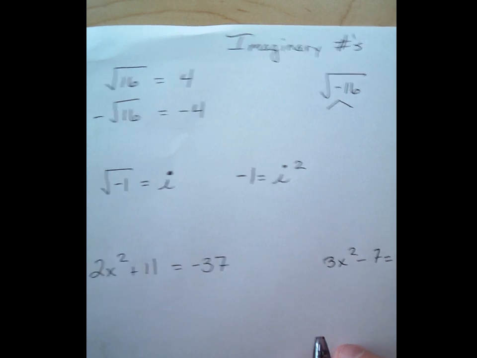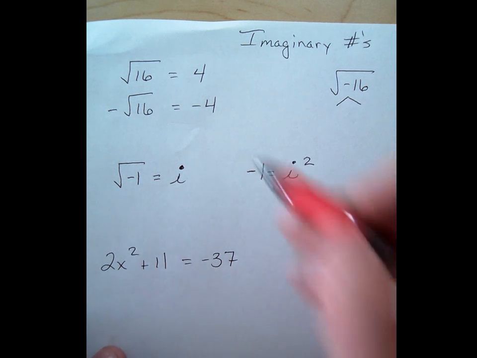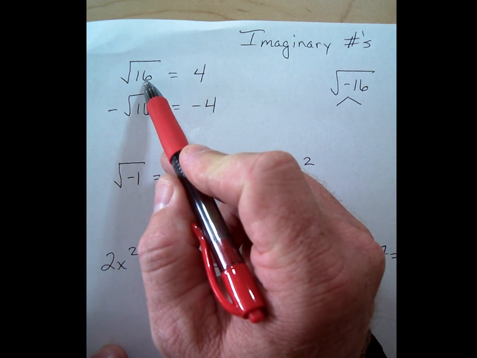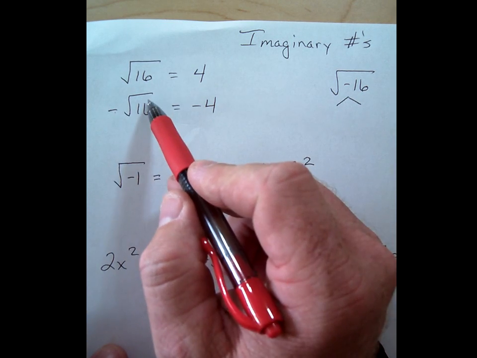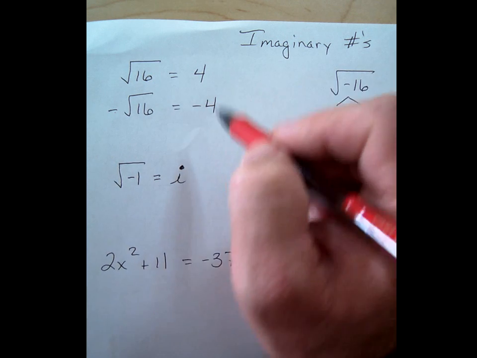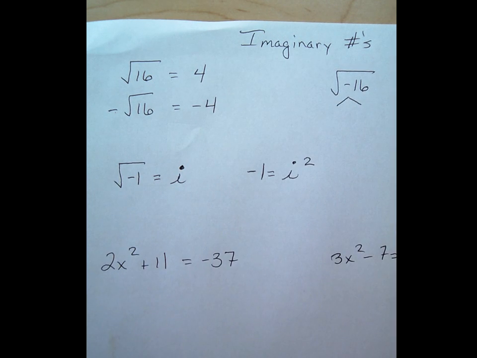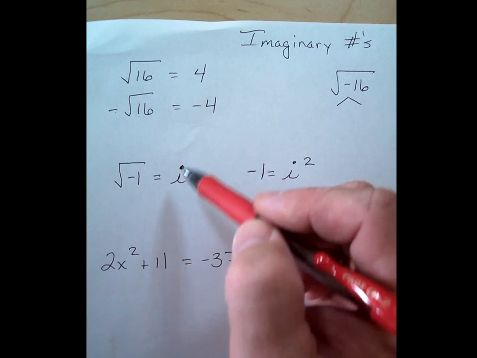Here's imaginary numbers. Now, imaginary numbers were developed a long time ago. It's because people could do the square root of 16 and get 4, and they could take the opposite of the square root of 16 to get negative 4. Because what it meant is what times itself gives you 16. In this case, it was 4, and then we just took the opposite. That's how we got negative 4.